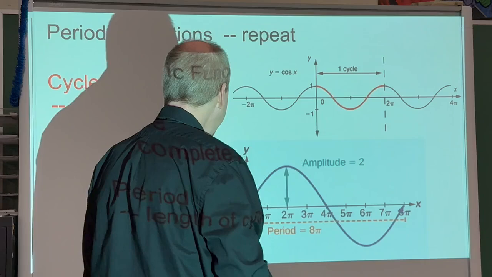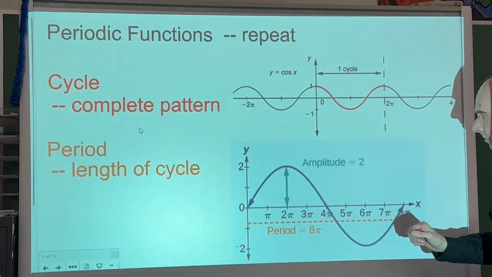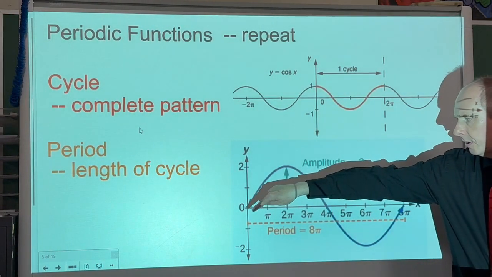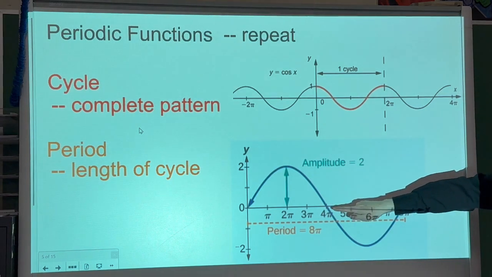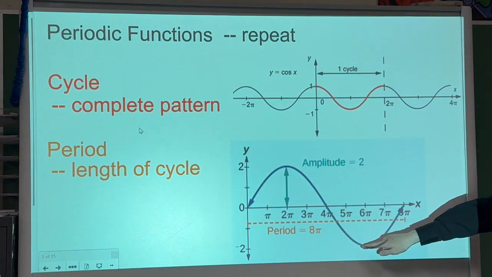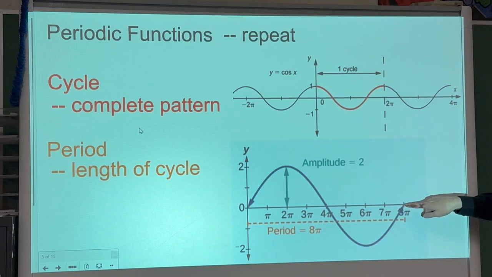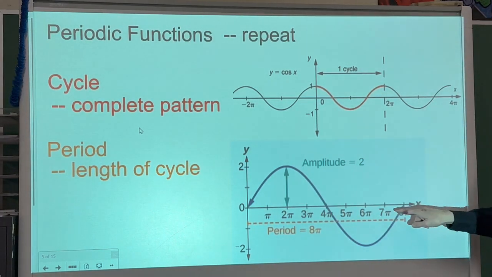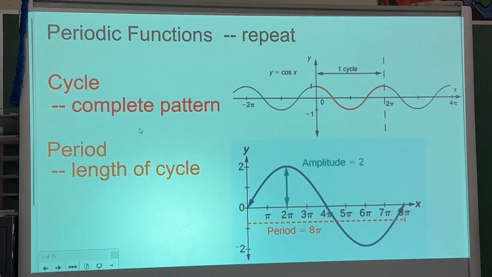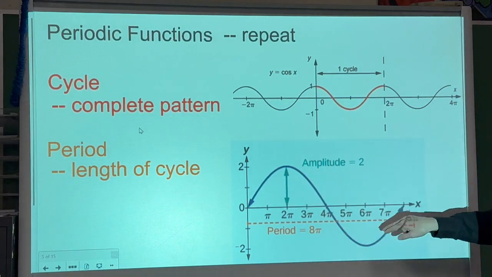But for this graph here, the period is equal to 8 pi. We start here at 0, we go up to the top of the hill, we hit 0 again, but we keep going to get to the bottom of the hill, back to halfway up. So this point at 0 matches this point at 8 pi. This is one cycle with a length of 8 pi. The period is 8 pi.